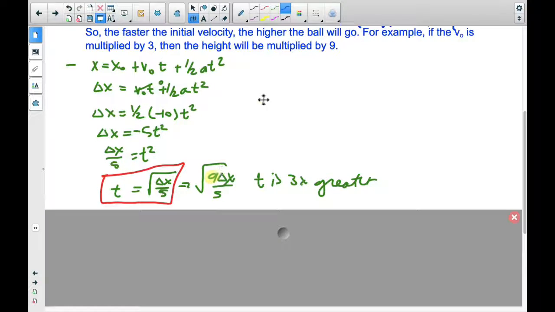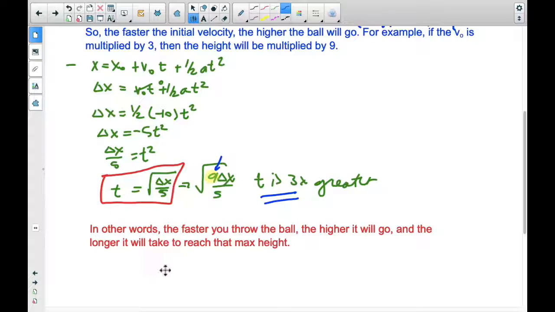A minute ago I said if the initial velocity is multiplied by 3, then the height will be multiplied by 9. So let's plug in a 9 times that height because it's going 9 times as high, but yet I have to take the square root, so it turns out that the time is 3 times as great. In other words, the faster you throw the ball, the higher it will go. And the higher it will go, the longer it will take to reach that maximum height. So the person in the beginning was actually not correct.